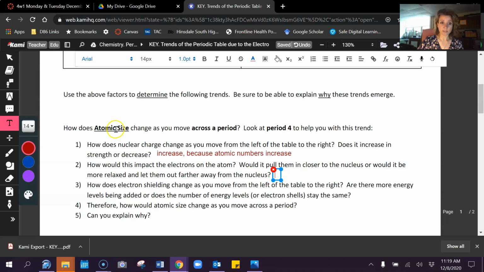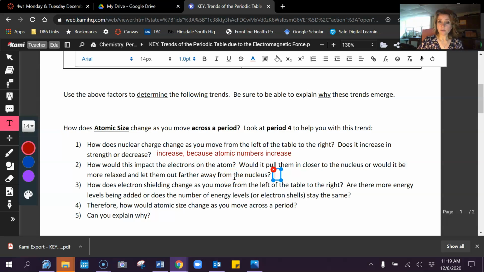Now, I just wanted to mention that since we're talking about moving across a period, nuclear charge causes trends in periods. So for all of these in this section, you have to think about nuclear charge and how a bigger nucleus affects atoms. Okay, number 2, how would this impact the electrons in the atom?